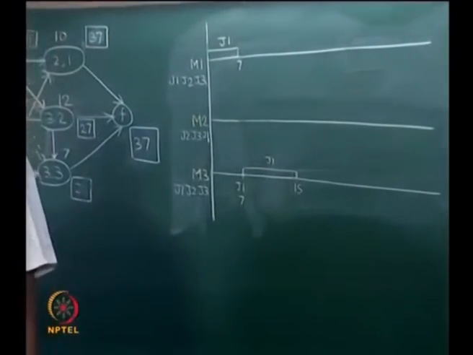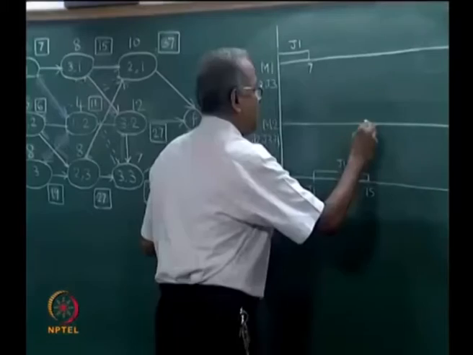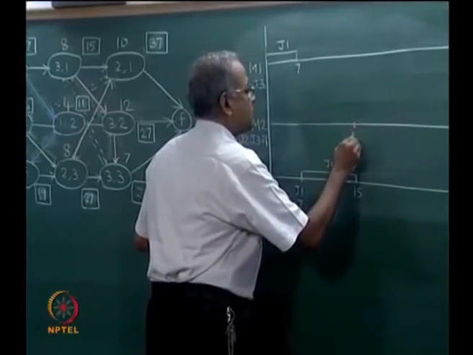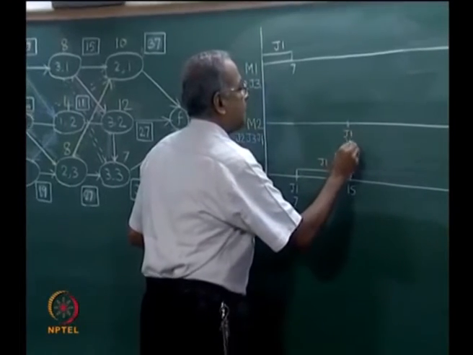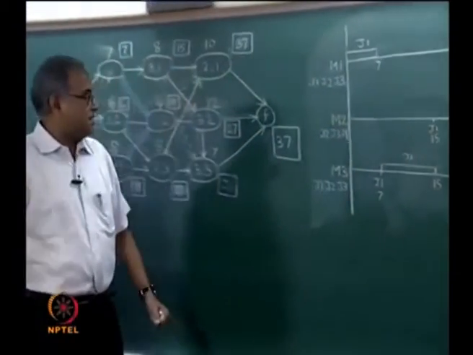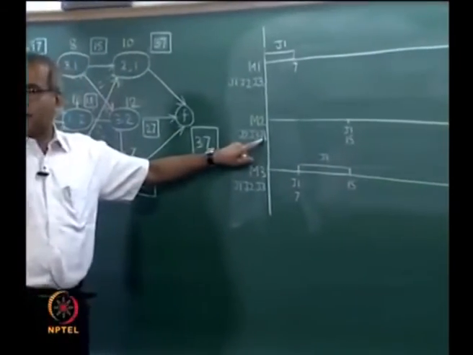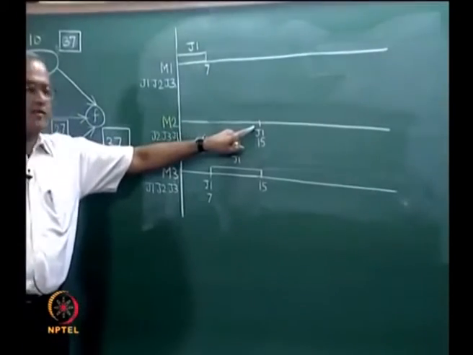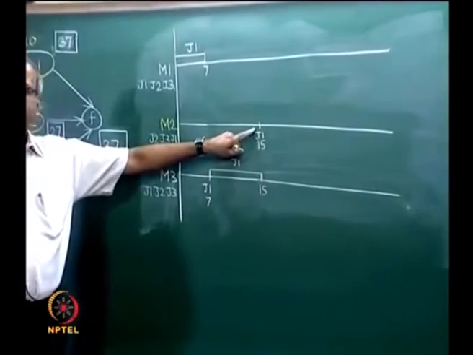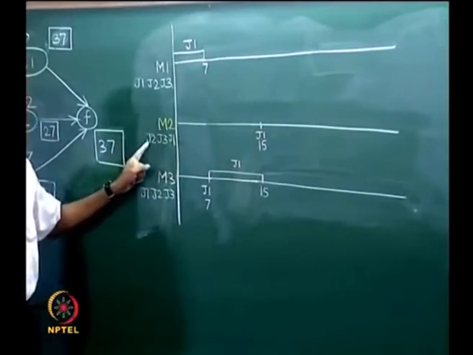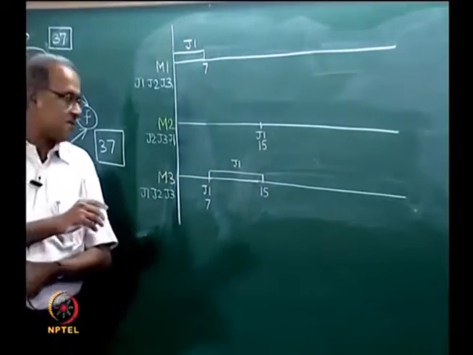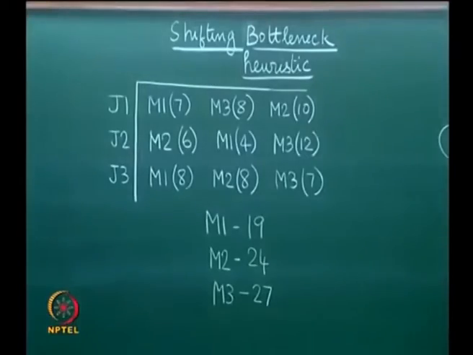And at 15, J1 will go to M2. So, J1 comes here at 15. J1 is the third job to be processed on M2. So, we will just leave J1 here and we will take up J1 after J2 and J3 have been processed. Now, we look at this.